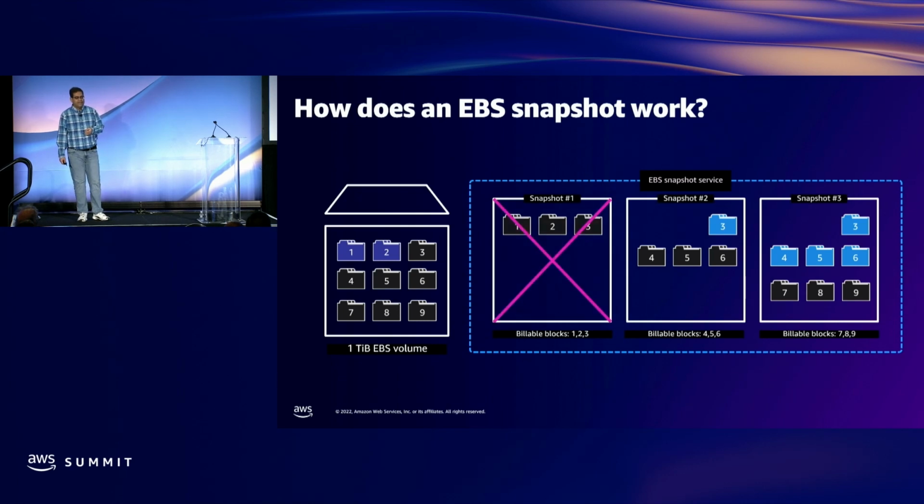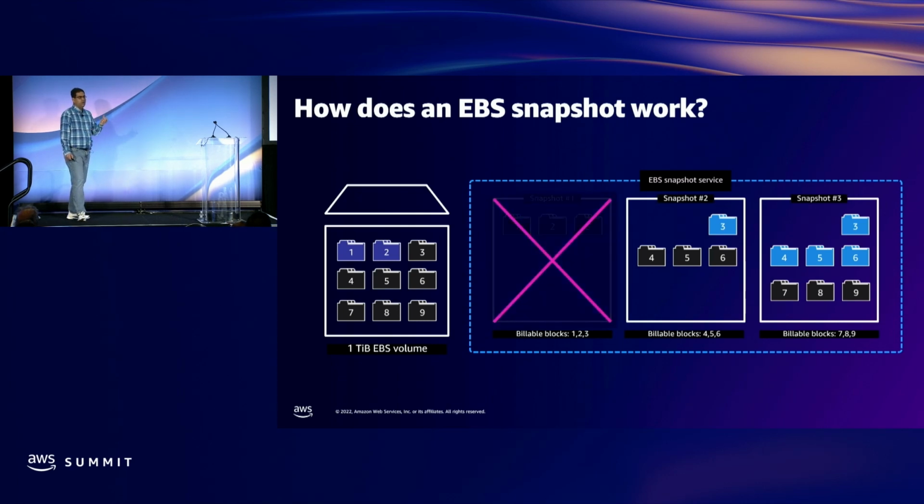What happens when you delete a snapshot? So now 1, 2, 3 got deleted from the original snapshot. Remember, 3 was a reference in snapshot 2. 1 and 2 were deleted by the time snapshot 2 was taken. What happens is 3 gets converted into a non-reference block. And so in fact, the block moves from snapshot 1 to snapshot 2. And so now your billable blocks in snapshot 2 changes to 3, 4, 5, 6.